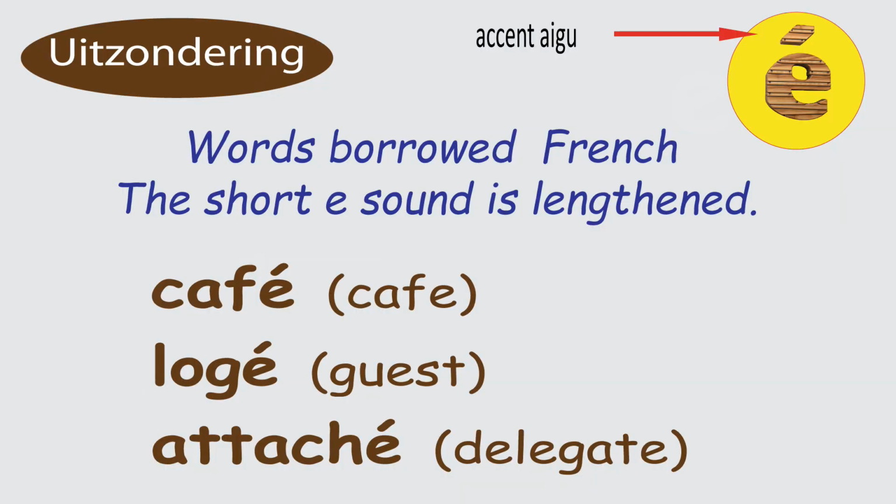Let's have a look at exceptions, in Dutch uitzonderingen. With borrowed words from the French language, the E has an accent. In that case, it is pronounced as a long E, like in café, loger, and attaché.